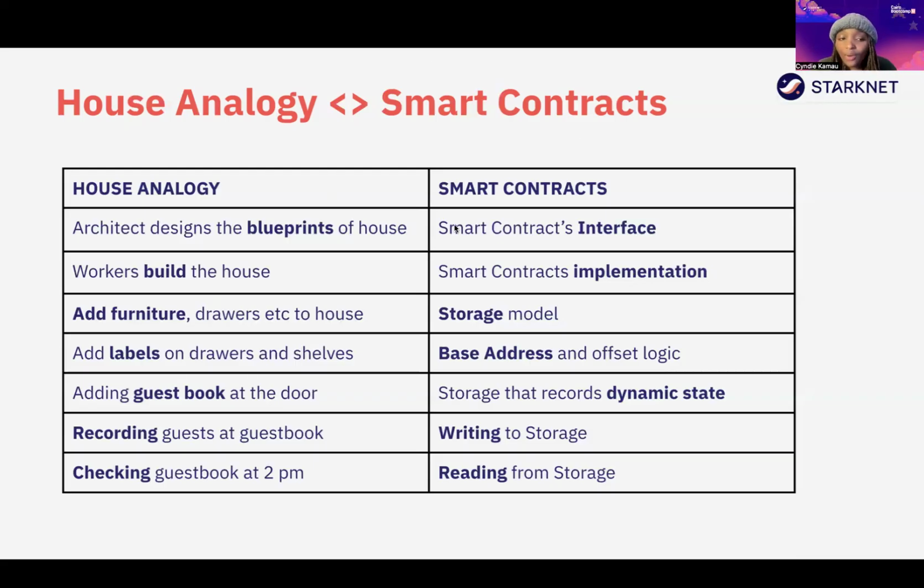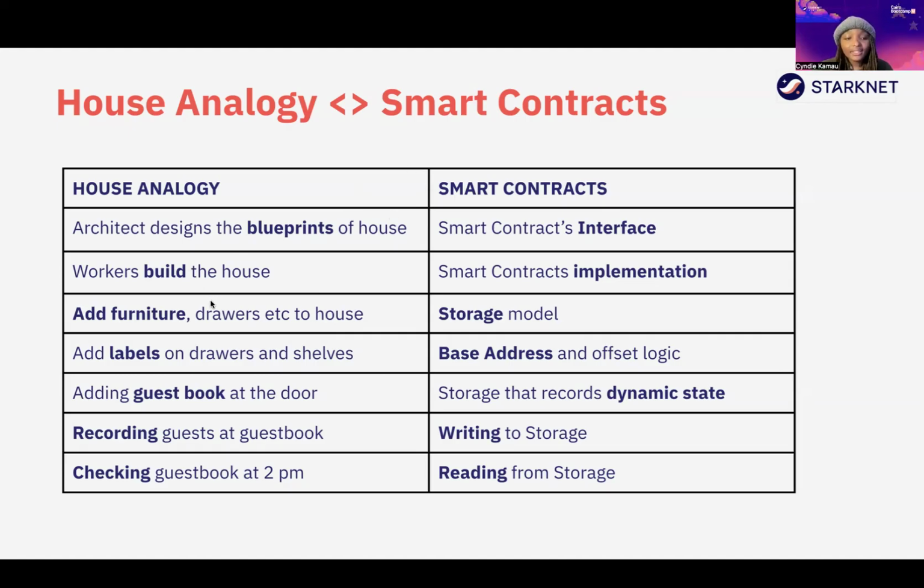So just like how an architect will design a blueprint, which will be used by construction workers, the whole point of the interface is to just give a guide. This is what I have in my smart contract. These are the functions I've written in my smart contract. That way, even other smart contracts that are interacting with the smart contract at least have an idea of how they can interact with it.